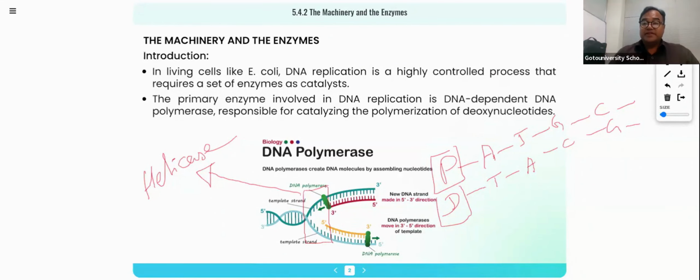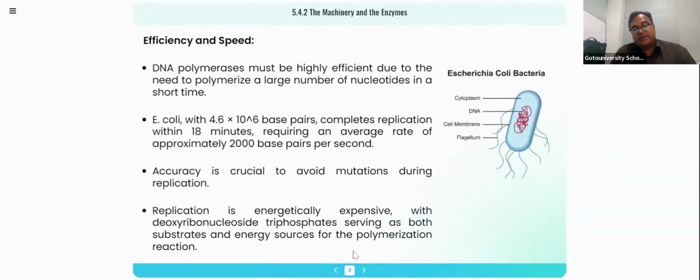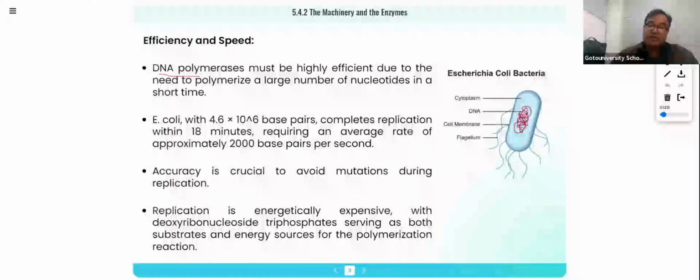Now we are coming to the next phase of explanation, efficiency and speed. DNA polymerase must be highly efficient due to the need for polymerization. This DNA polymerase, also called DNA-dependent DNA polymerase, does new DNA synthesis. This many base pairs are there in E. coli, and it completes the replication within 18 minutes. This requires approximately 2000 base pairs to be formed per minute.